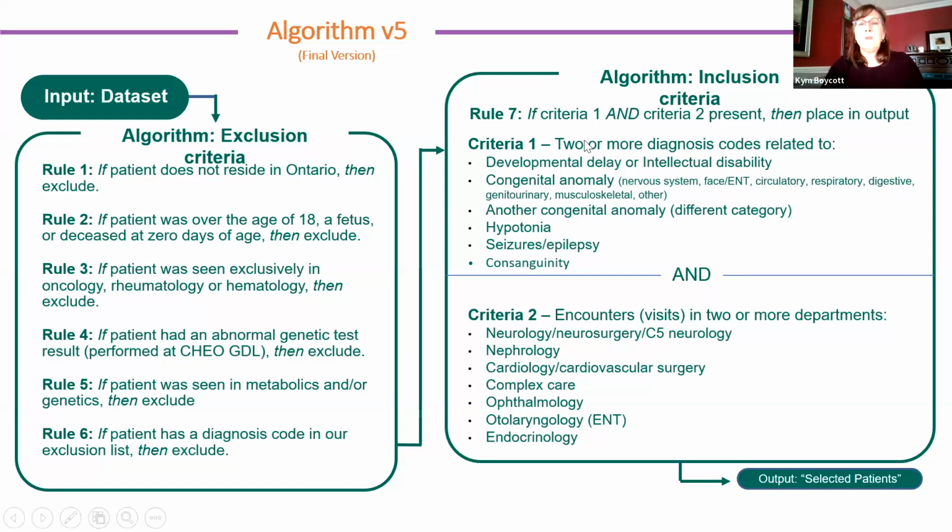So then what you had to do was meet criteria 1 and criteria 2. Criteria 1 was you had to have 2 or more diagnostic codes related to developmental delay or intellectual disability, a congenital anomaly, having removed the more common non-specific ones, another congenital anomaly in a different category, low tone, seizures, or consanguinity. For any of those, you just needed to have 2 of them, and you needed to be seen in 2 or more departments, again indicating that what you have is important enough that you're seeing other people. And this is what selected the output of patients.